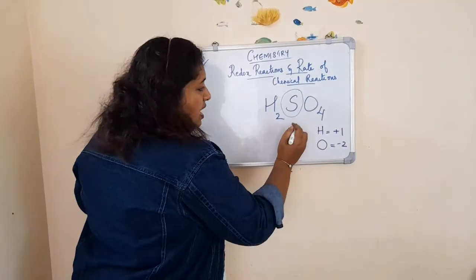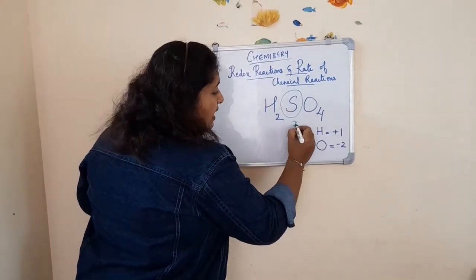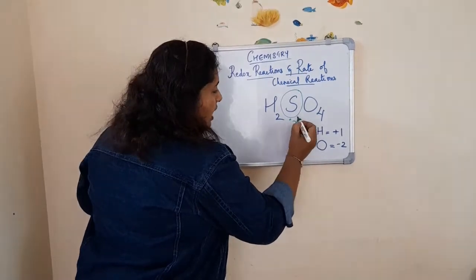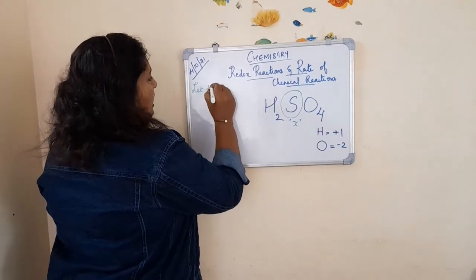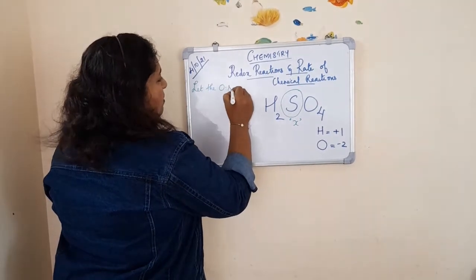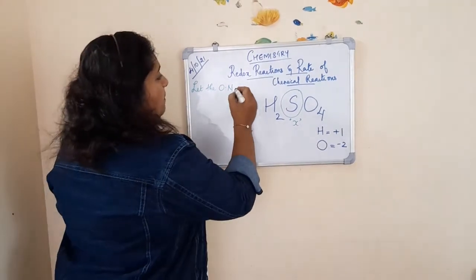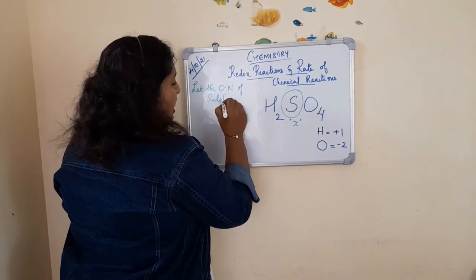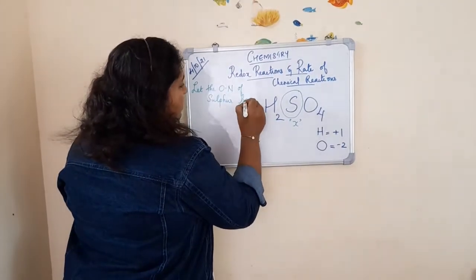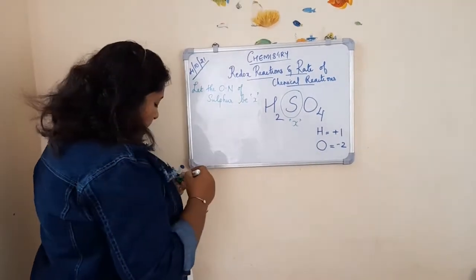Okay, then. Let the oxidation number of sulfur be x. The oxidation number of sulfur is what we have to find out. Sulfur be x.